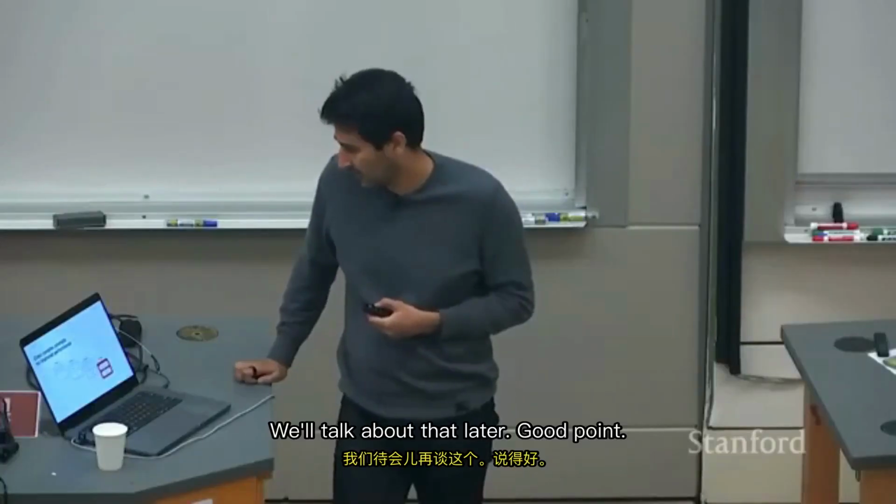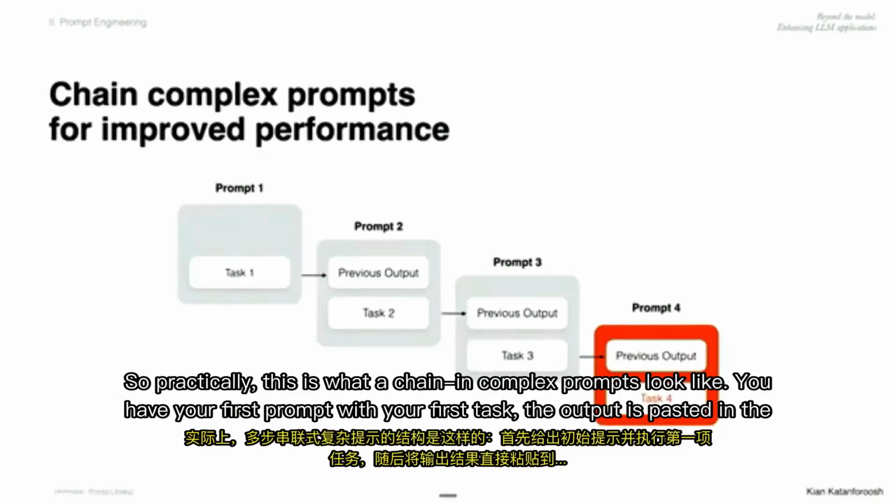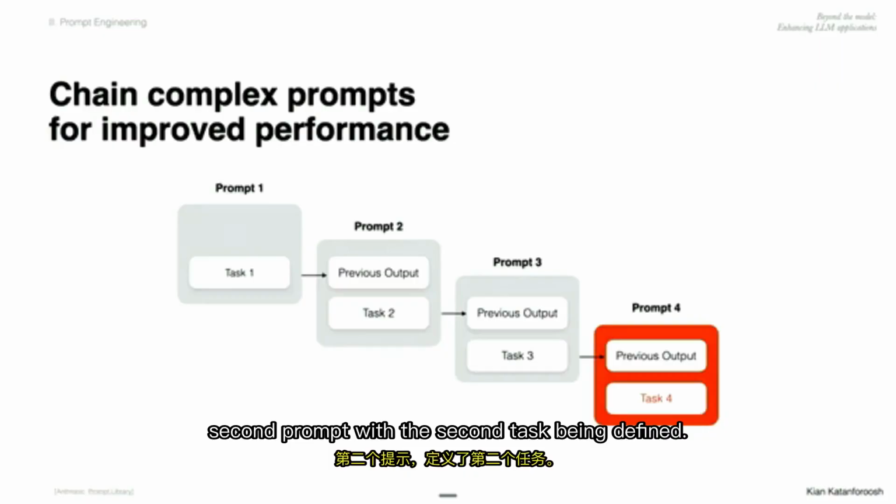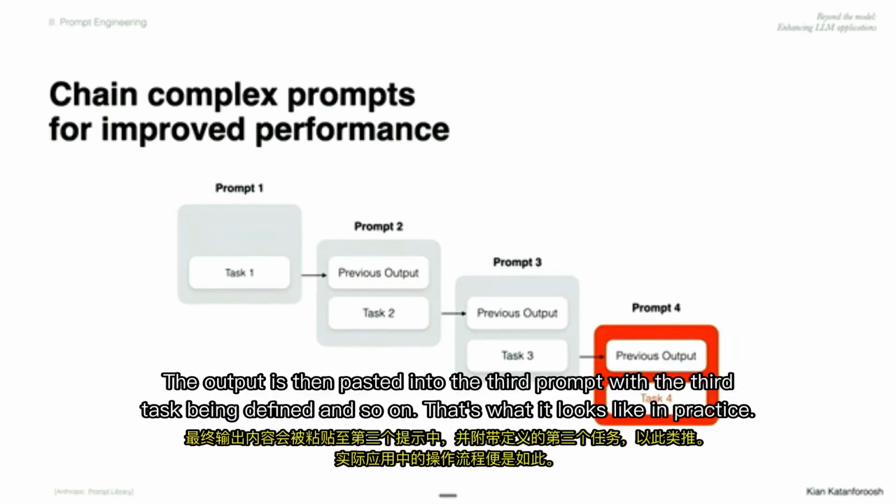Good point. So practically, this is what chaining complex prompts looks like. You have your first prompt with your first task. It outputs. The output is pasted in the second prompt with the second task being defined. The output is then pasted into the third prompt with the third task being defined, and so on. That's what it looks like in practice.